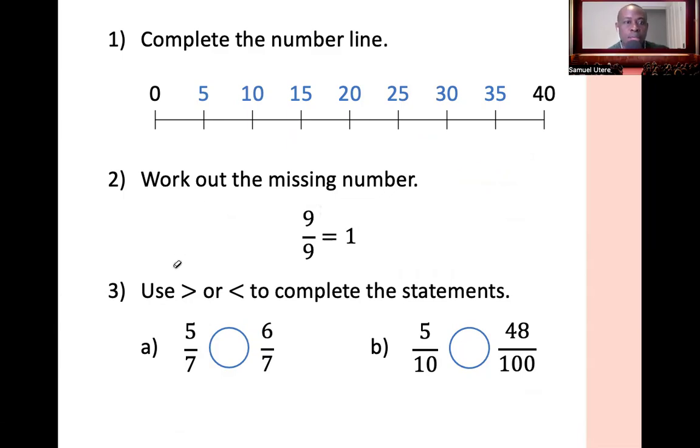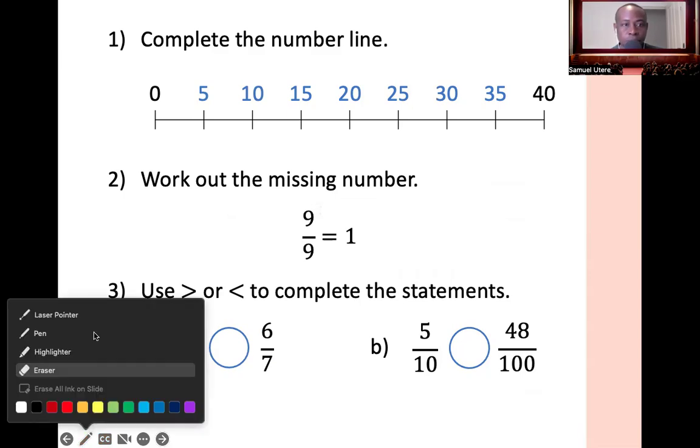Okay, next, you were asked to use the greater than or less than symbol to complete the statements. This one is easy to compare. We can see that we have the same denominator, okay, equivalent denominator, which is 7. So simply comparing the numerators, we can see that this is greater than that. So 6 sevenths is greater than 5 sevenths.